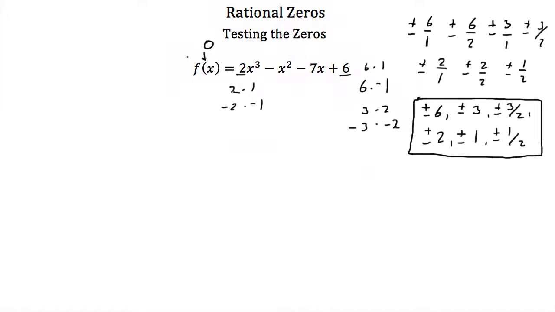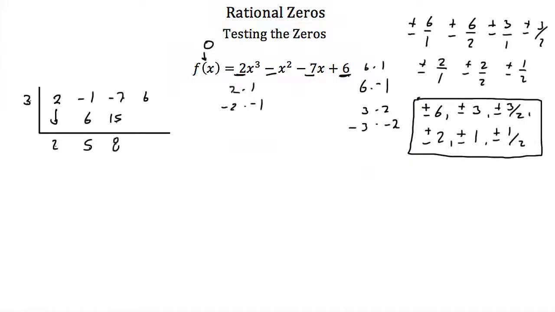So synthetic division, we write our coefficients. We have a 2, a negative 1, a negative 7, and a 6. Then the 0 we're testing goes on the outside of our division sign, so that's a 3. And then we complete our synthetic division, bring the 2 down, multiply it by 3, we get 6. Add 6 to the negative 1, that's a 5. 5 times 3 is 15. Add it to the negative 7, that is 8. 8 times 3 is 24. Add it to the 6 and we get 30.